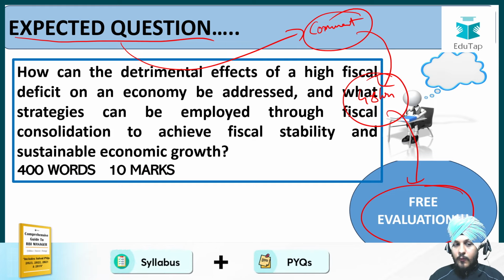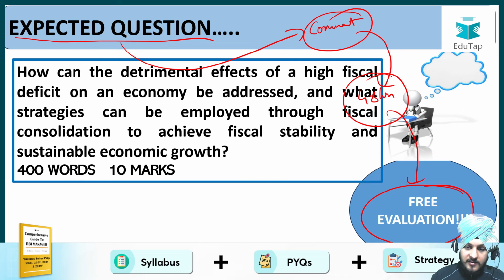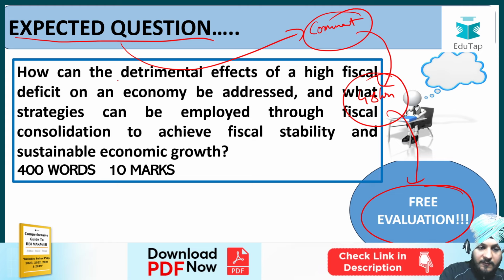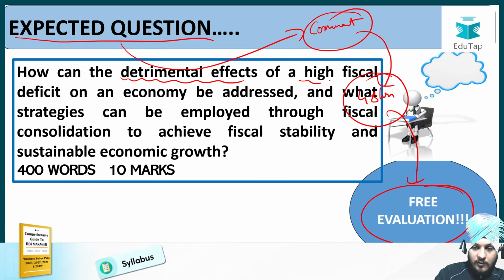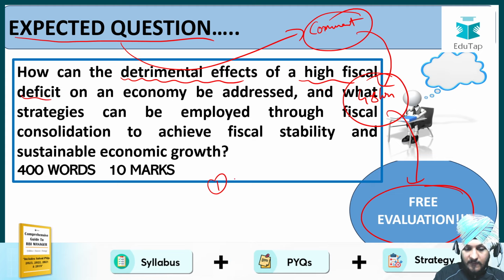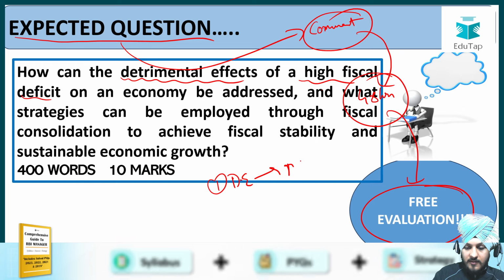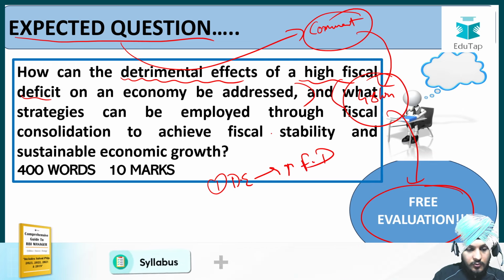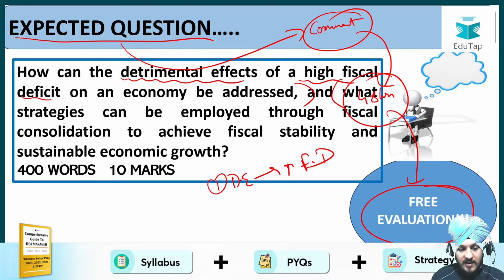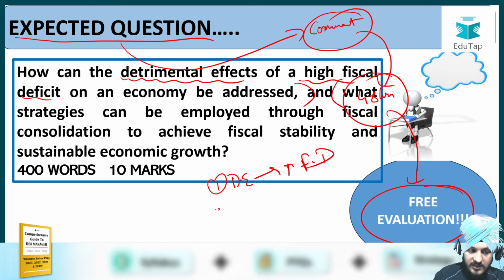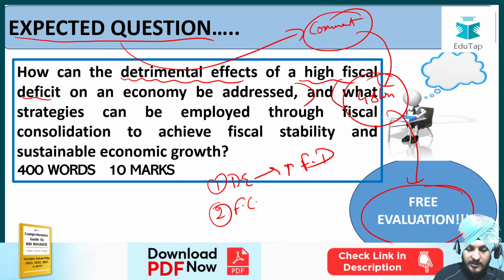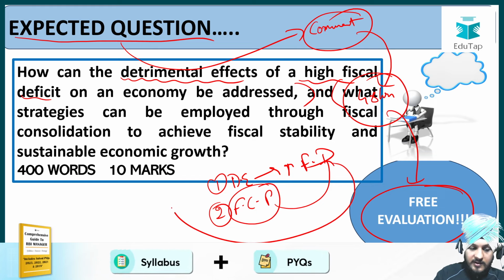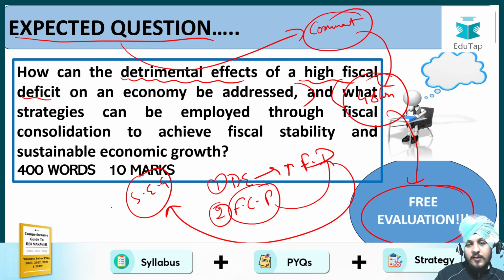So the expected question for today is, how can the detrimental effects of a high fiscal deficit on an economy be addressed? So the first keyword that we have to identify is the detrimental effects of high fiscal deficit, which means the negative effects of high fiscal deficit. And then the question says, what strategies can be employed through fiscal consolidation to achieve fiscal stability and sustainable economic growth? So it is asking about the fiscal consolidation policy in order to tackle the challenges related to fiscal deficit, so that we can achieve a sustainable economic growth and fiscal stability.